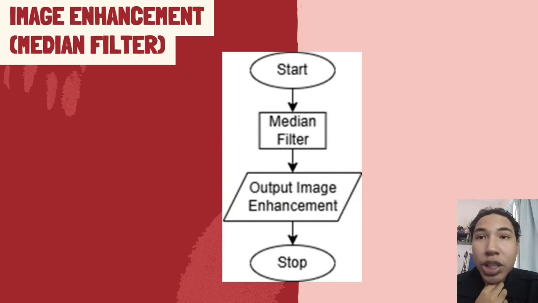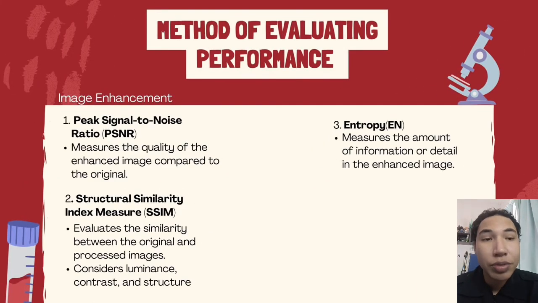In this project, to evaluate the performance of the image enhancement, we use three methods. First, the peak signal to noise ratio, PSNR, measures the quality of the enhanced image compared to the original. Then we have the structural similarity index measure, SSIM, which evaluates the similarity between the original and the processed image, considering luminance, contrast and structure. Then we have the entropy, EN, which measures the amount of information or detail in the enhanced image.